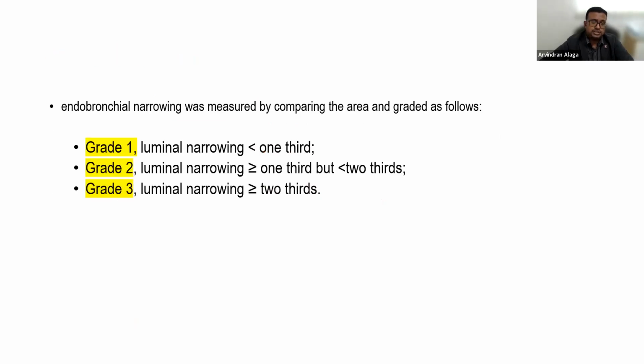And for the stenosis, we grade it as grade 1, which I think all of us know, is luminal narrowing of less than 1/3. If more than 1/3 and up to 2/3 is involved, it is grade 2. More than 2/3 involvement of the lumen is grade 3 stenosis.